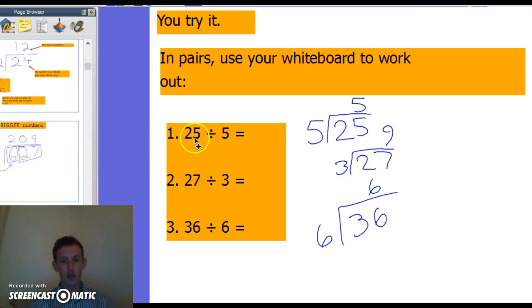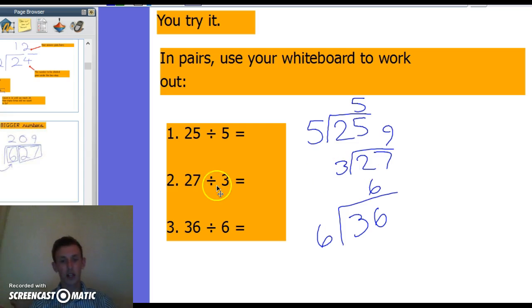Let's have a look at these ones. So 25 divided by 5. Our divisor goes outside of the bus stop, so that's 5. And our number to be divided goes inside the bus stop. Okay, and we count in 5s until we get to 25. So 5, 10, 15, 20, 25. I've counted out 5 lots of 5, so it goes 5 on the top.